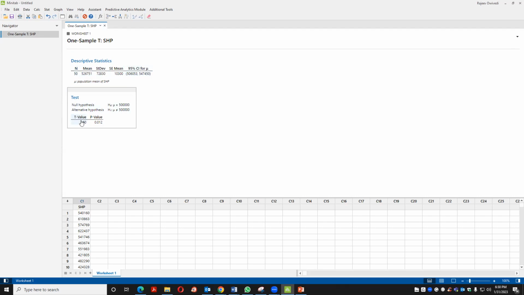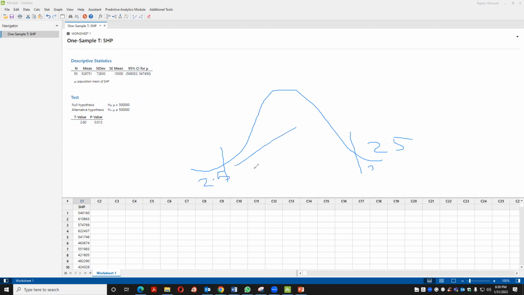Now we come to the conclusion. Here, this is a t value and this is a p value. How do we do it? Basically, if you remember, with 95% confidence, we have 2.5% here and 2.5% here. And if we land in this range, we can say our null hypothesis is correct. Otherwise, we can say it is not.